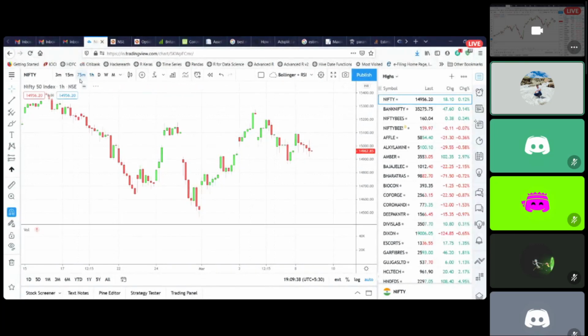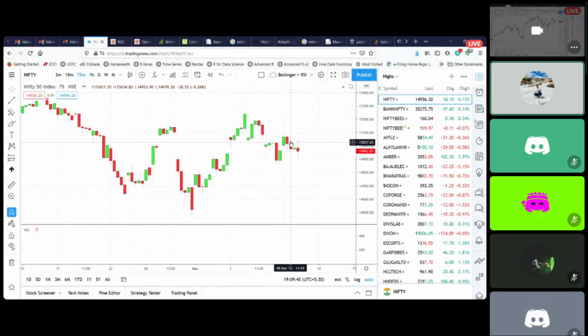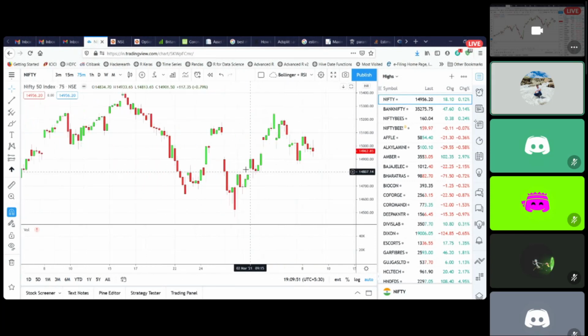So the 75-minute time frame removes this problem for me. Every day becomes exact 5 candles, starting at 9:15, then 10:30, 11:45, 1 o'clock, and 2:15. So exact 5 candles every day, and it smooths out the charts significantly for me.